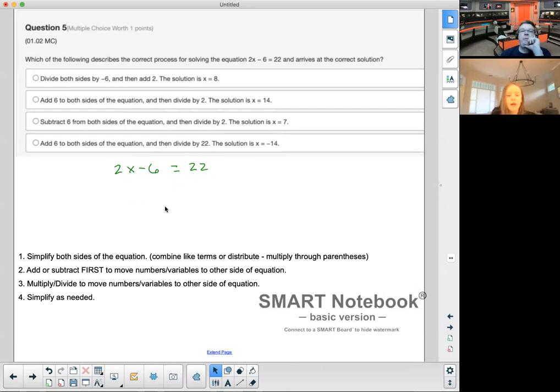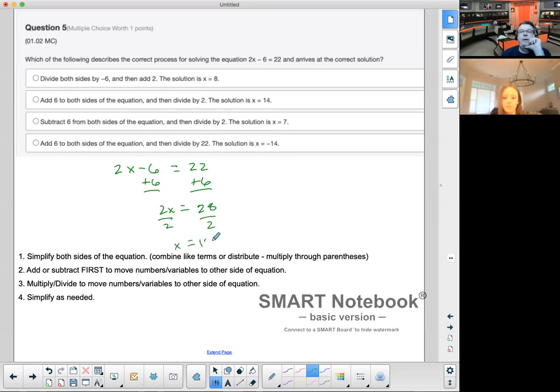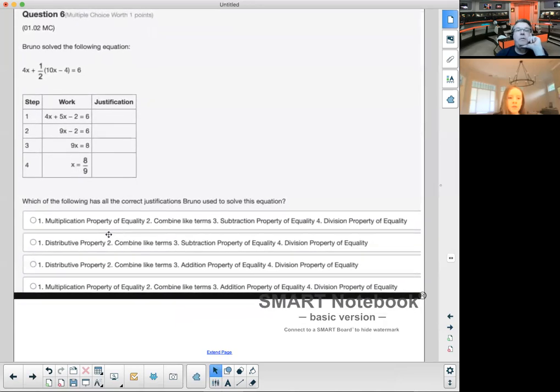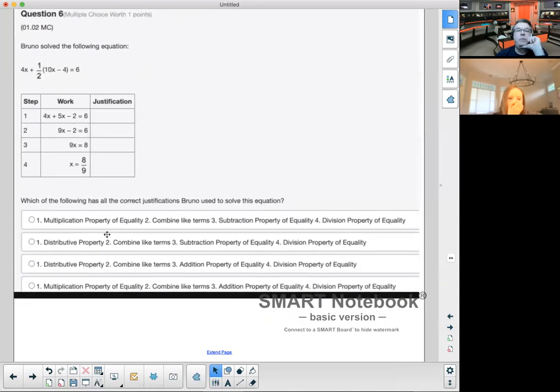Add 6 to both sides of the equation and divide by 2. You got that right, Charlie. 2x equals 28. And what'd you get? X equals 14. Good. You feeling a little better? Yeah. Okay, good. Okay. This is kind of a tougher one.